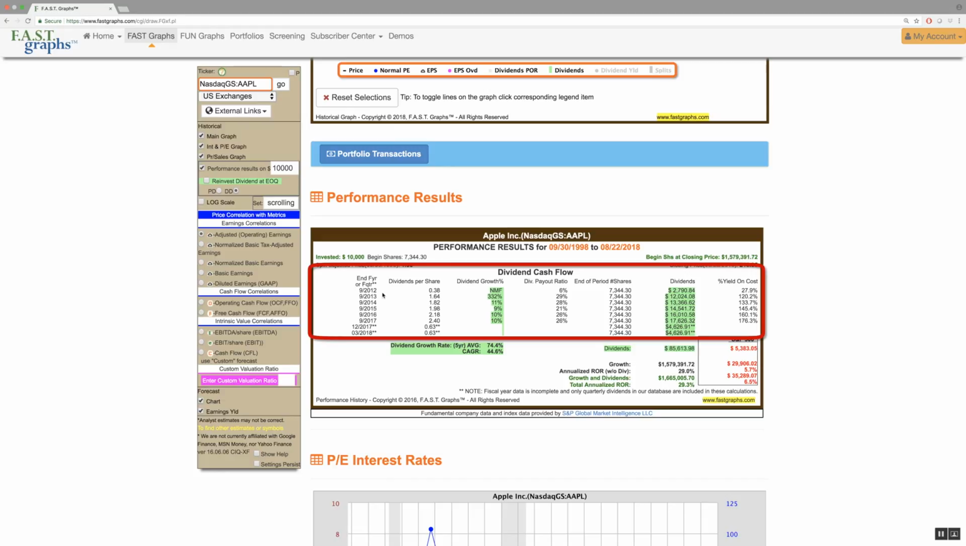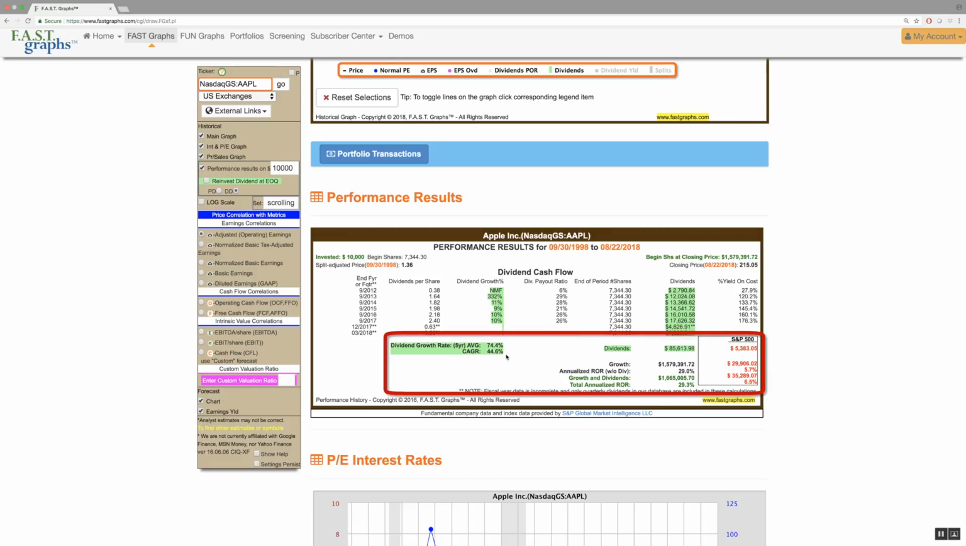In this case, Apple started paying a dividend in 2012, starting at 38 cents per share and increasing from there. The next columns show the dividend growth per year, the payout ratio for the year, number of shares, the dollar amount paid based on the shares, and the yield on cost.